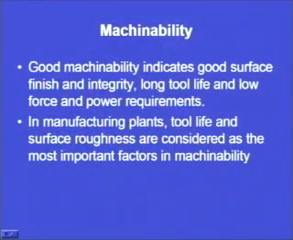Also, in manufacturing plants, as I have said, there are different factors and it is very difficult to optimize on all these factors simultaneously. So in manufacturing plants, tool life and surface roughness are considered the most important factors in machinability. So although there are four factors that have to be considered for ascertaining the machinability of a particular material, there are two factors which are considerably more important than the other two. What are these two factors? Those are the tool life and the surface roughness.